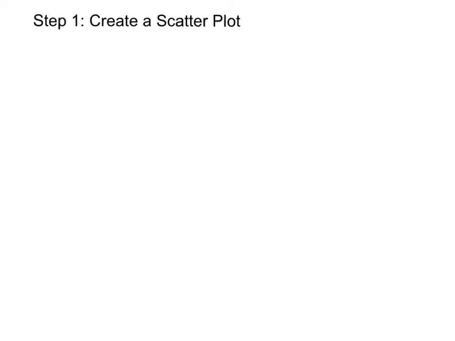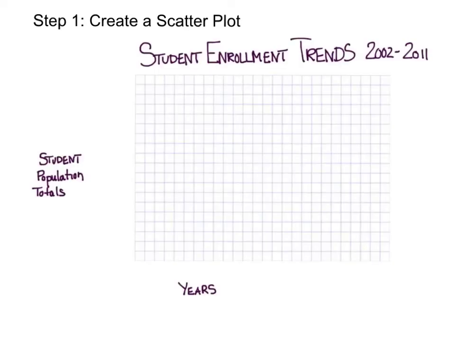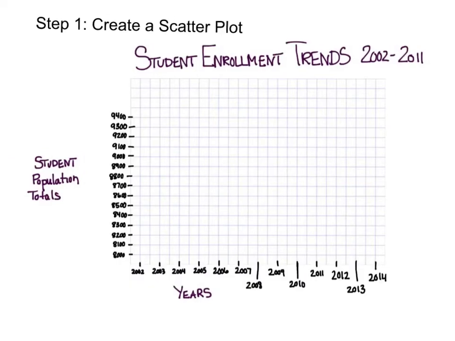The first step in my process is to create a scatter plot where I can graph this data and look at the trends. So what I'm going to do is label my graph. My graph is a graph of the student enrollment trends from 2002 to 2011. I'm going to use the x-axis for years, and the y-axis I'll be using for student population totals. And then I'm going to label my x-axis and my y-axis so that I can cover the scope of my data. If you look, my x-axis goes from 2002 to 2014.